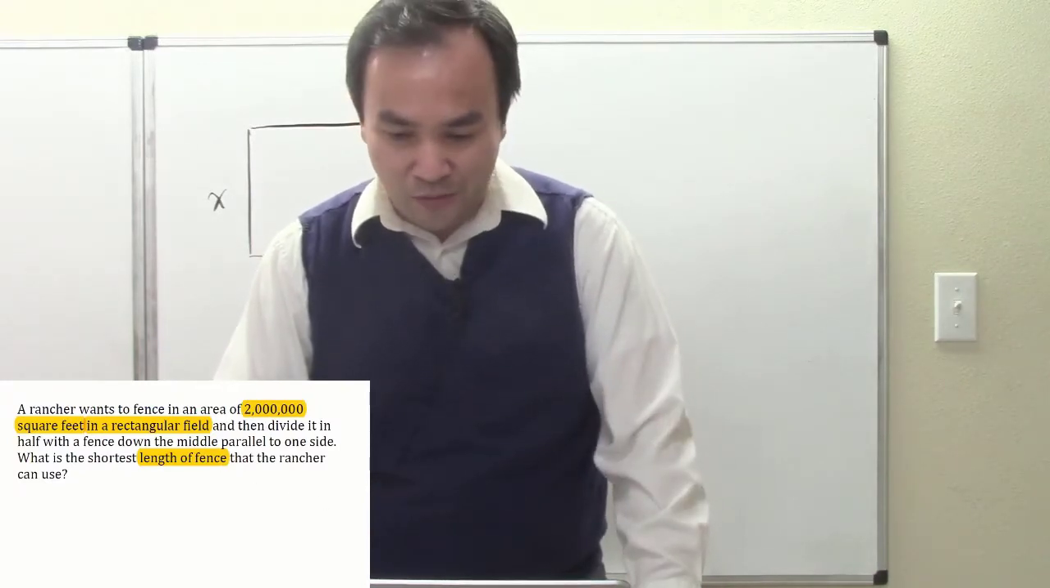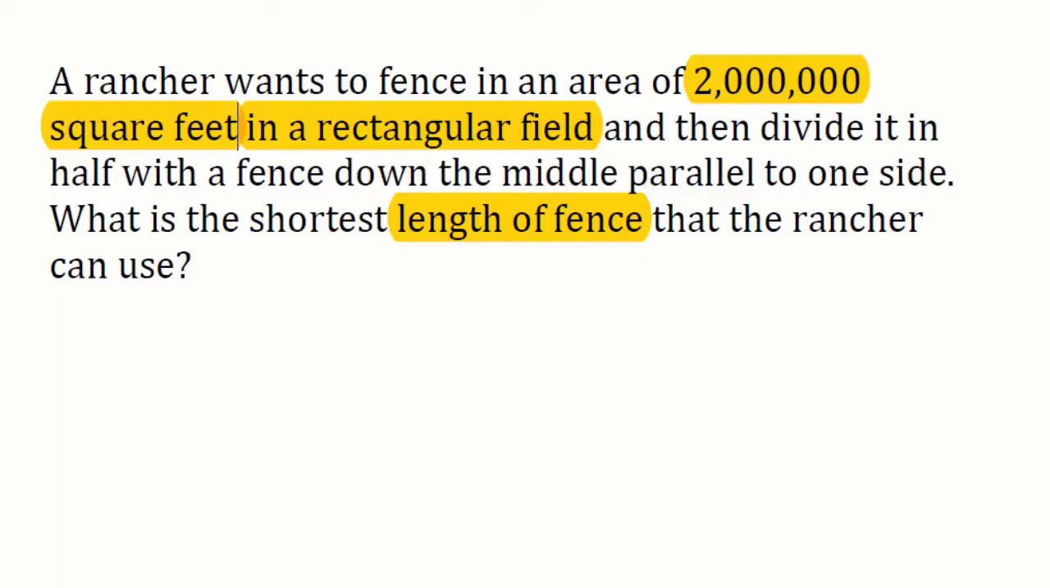But so now what I see here is that the ranger wants to fence an area of 2 million square feet in a rectangular field, and then divide it in half with a fence down the middle, parallel to one side. Okay, so that piece of information now is useful for us. This is how I'm seeing it.